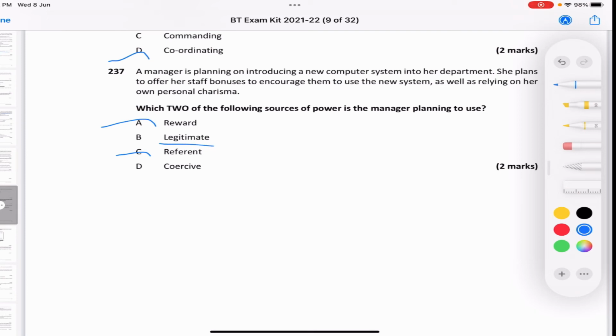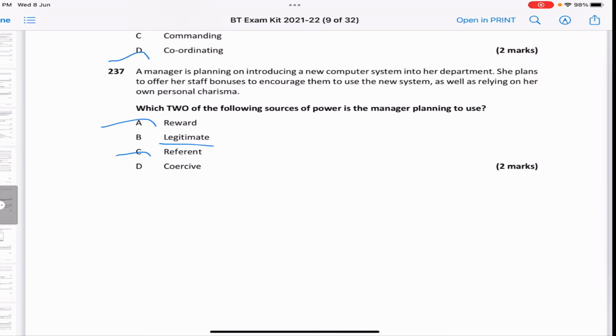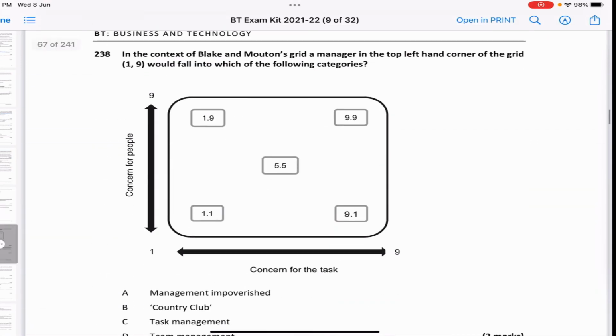Legitimate means somebody who's already at a bigger place. But what does referent mean? That you feel like you are inspiring other people.